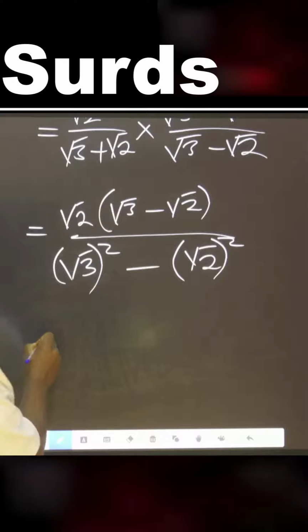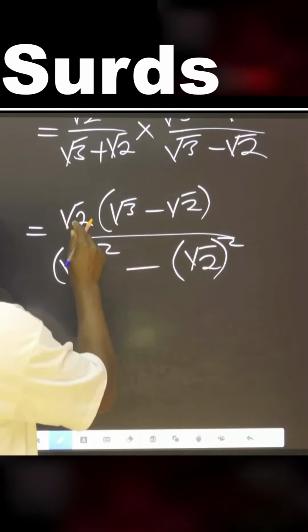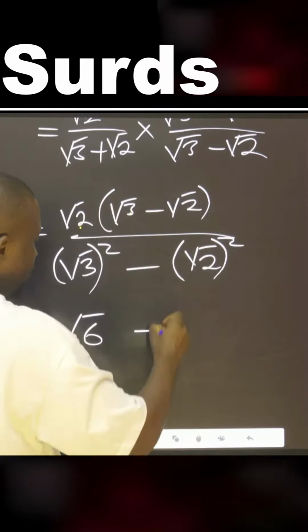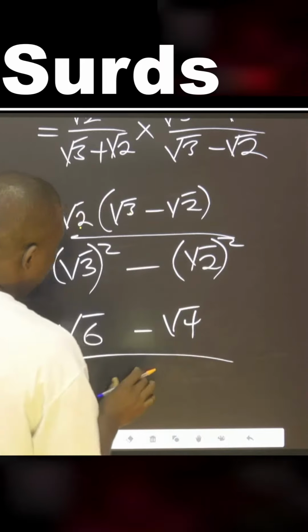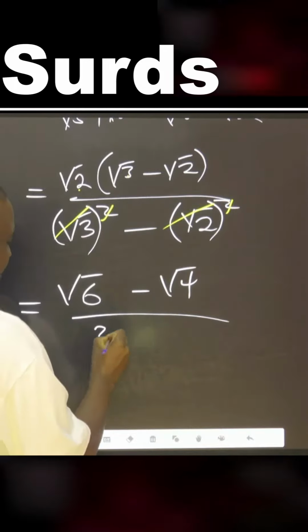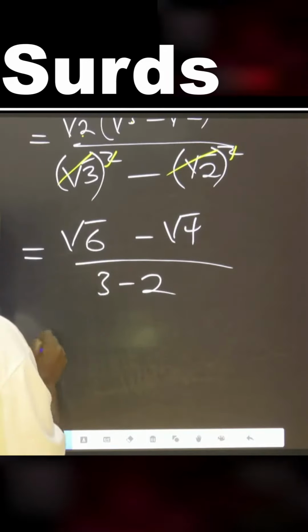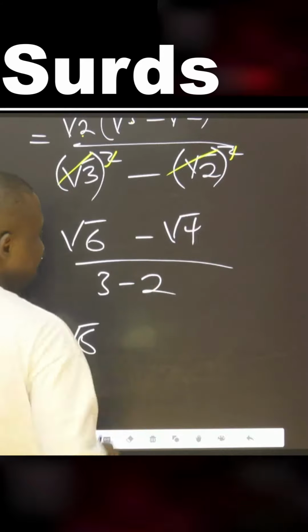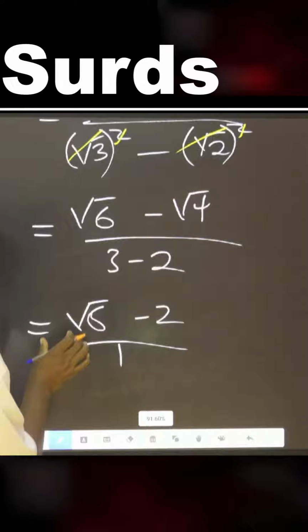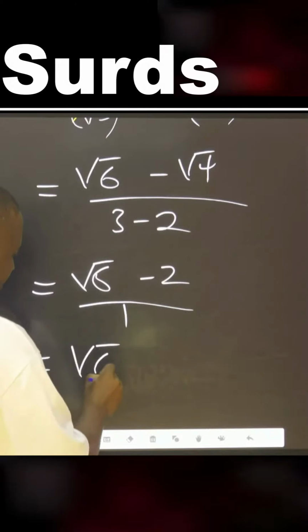Now, let's continue. This multiplied by this will give us square root of 6 minus square root of 4, all over, this and this will cancel, this and this will cancel, remaining 3 minus 2. So this is what? Square root of 6. What is the meaning of square root of 4? That is 2. This is 1. Anything over 1 is the same thing.